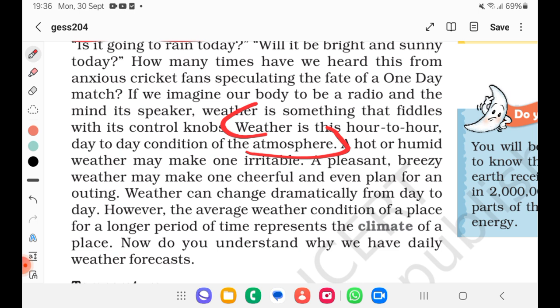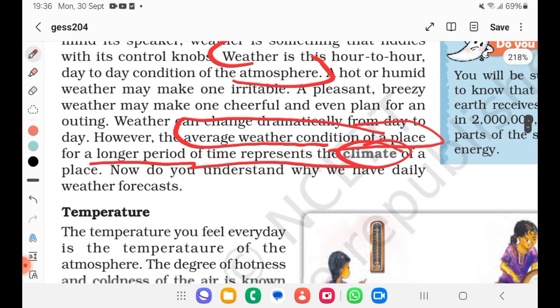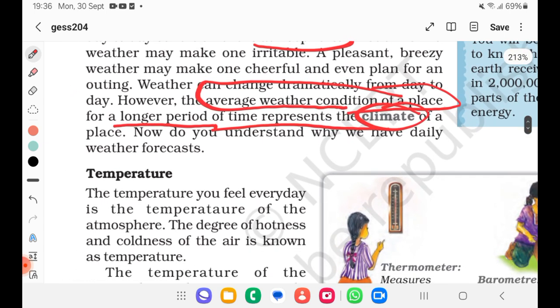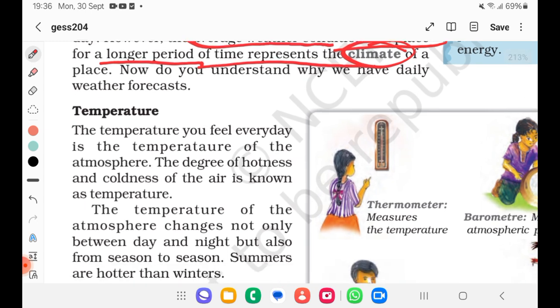However, the average weather condition of a place for a long period of time represents the climate. So, climate is a bigger term. It's the average weather conditions of a place. Now, do you understand why we have a daily weather forecast? We will be having a weather forecast, not a climate forecast, every day, right?